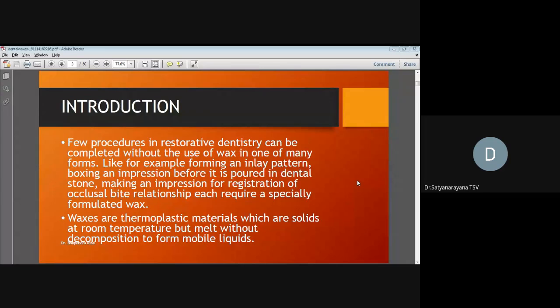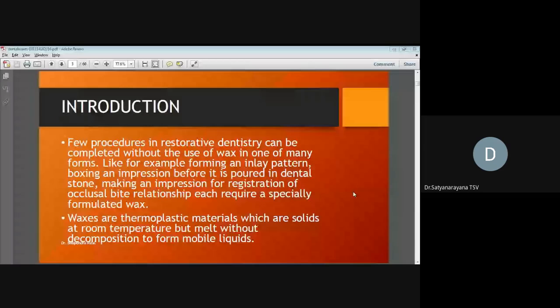Waxes are thermoplastic materials. What do you mean by thermoplastic materials? Which can get plasticized or flow when heated to higher temperatures, which are solids at room temperature but melt without decomposition to form mobile liquids. The most important thing here is without decomposition. If it undergoes decomposition, then there is no use of using waxes.